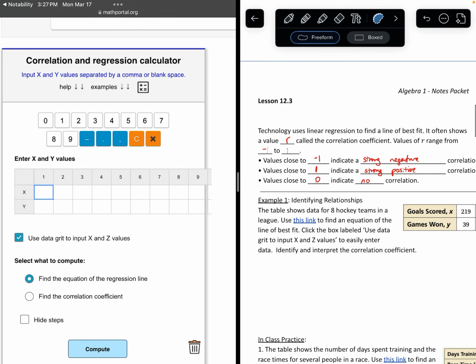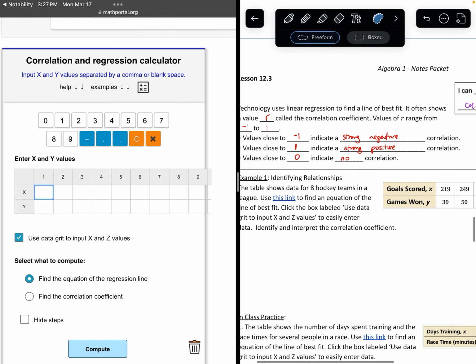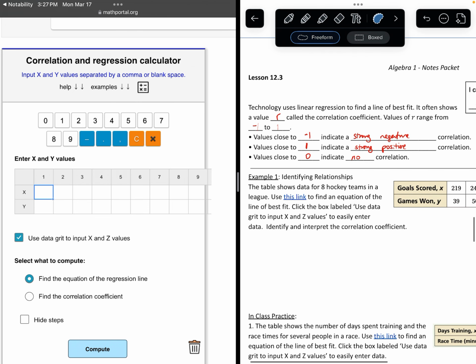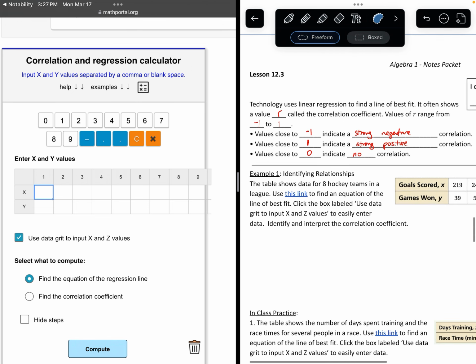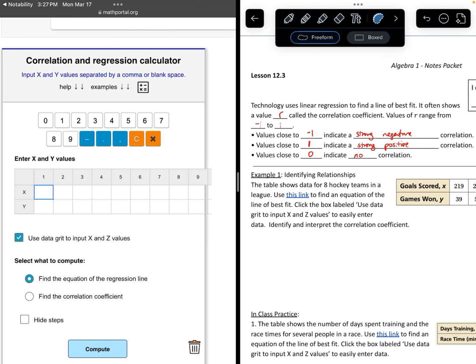So let's talk about this in example number 1. The table shows data for 8 hockey teams in a league. Use the link provided to find an equation of the line of best fit. Click the box labeled Use Data Grid to input X and Y values to easily enter data. Identify and interpret the correlation coefficient. This link is also on Schoology and also on the screen on the right side.